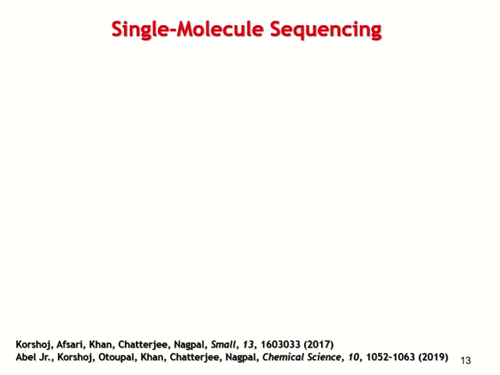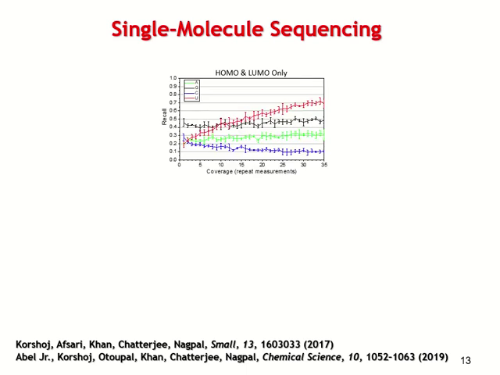We first analyzed the sequencing capabilities using only HOMO and LUMO parameters, which, remember, is what previous studies had limited themselves to. So in this scenario, we see accuracies for base calling that are not much better than random guessing, and the situation is not much improved with repeat measurements.